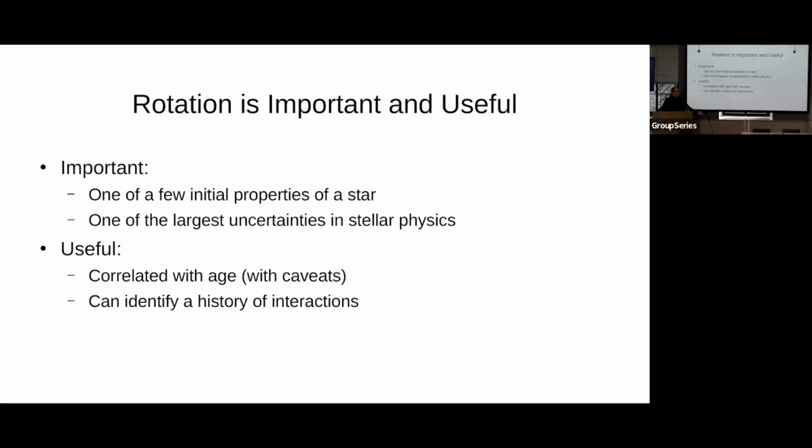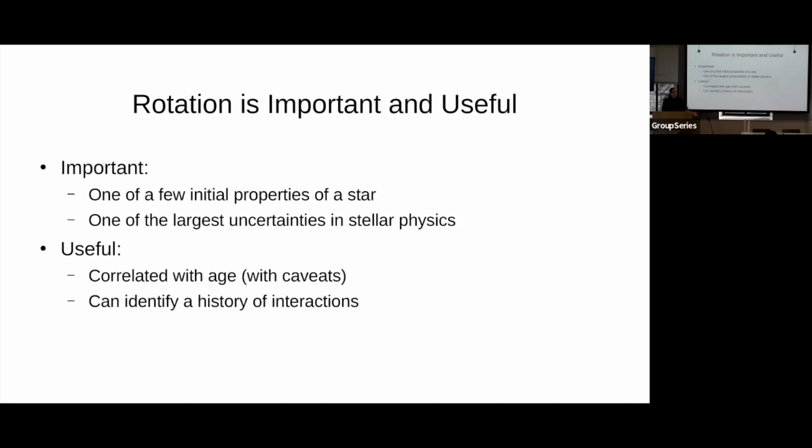You know something about the physics of nuclear reactions, about convection, about opacities, and all of that tells you how that star is going to evolve and change over time. The other important thing about rotation is it's actually one of the largest uncertainties in stellar physics. It interacts with things like convection, it interacts with things like magnetism, it impacts the properties of the star in a lot of different and challenging ways.